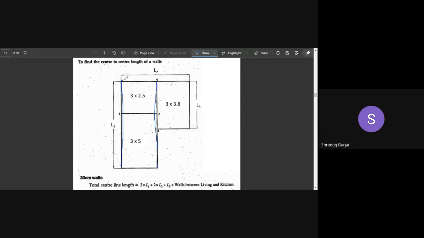Then this is your L2. You can see it is mentioned, and this wall is also the same as your L2. This wall plus this wall is equal to the length L2, right? So we have 2 L2 walls. This is 2 in number L1, and L3 we have 2 in number. This is 1 wall, and this is 1 more wall.